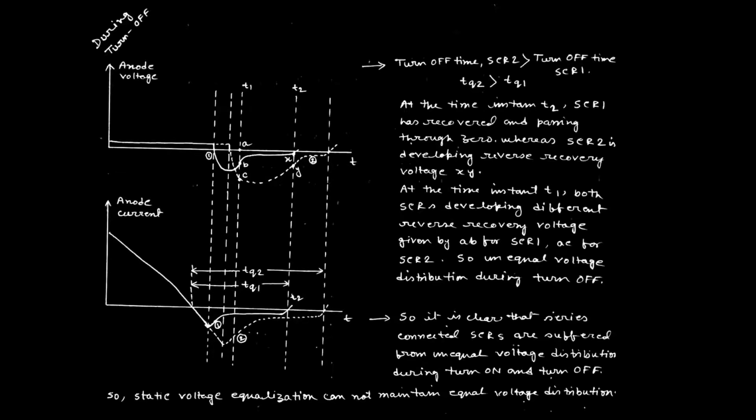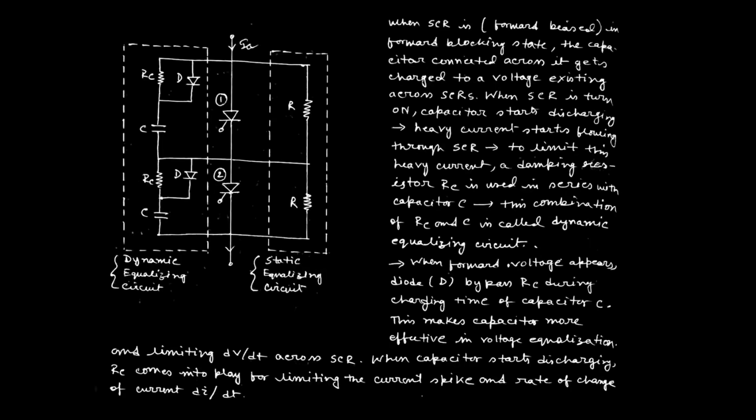So in what way can we share the same amount of voltage during turn on and during turn off? That can be properly explained by this diagram. Actually, during turn on, due to the internal capacitance effect or self-capacitance effect, the voltage is not equally distributed. That is why we should first connect a capacitor across each SCR for equal voltage distribution.